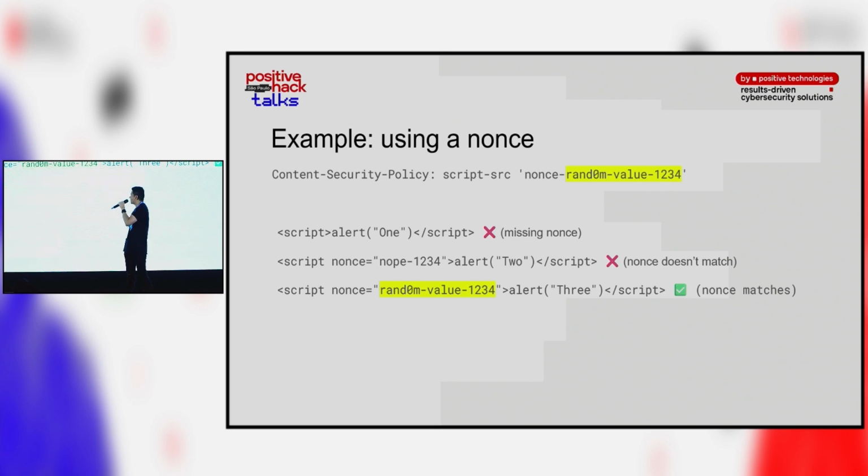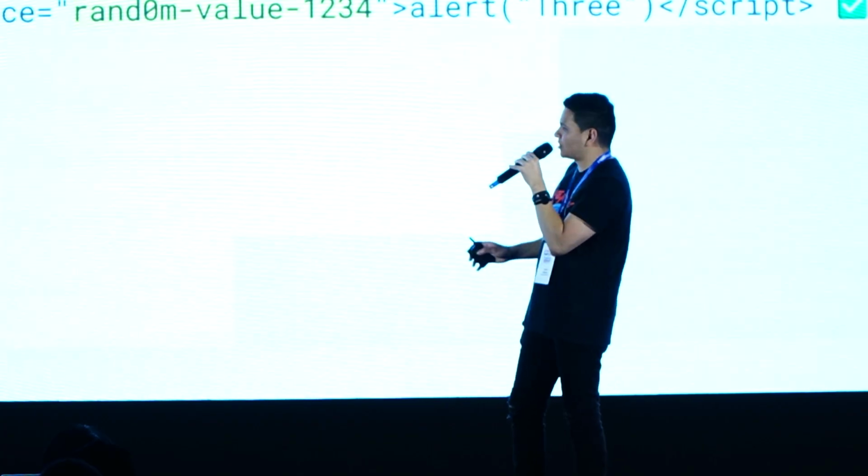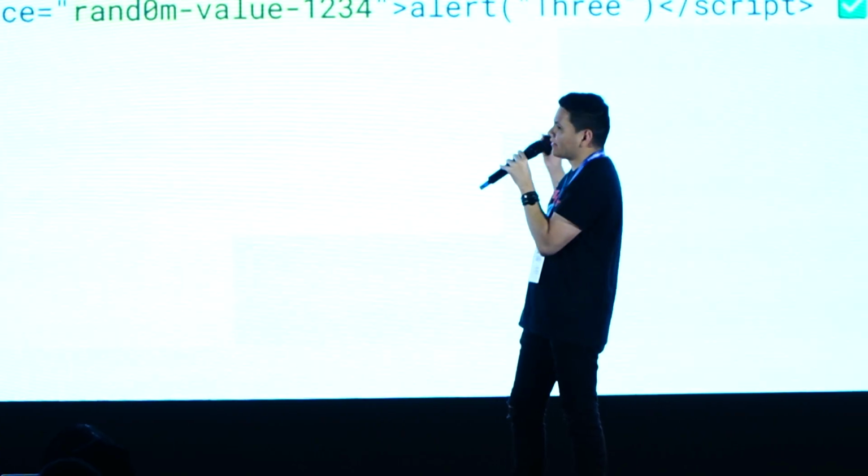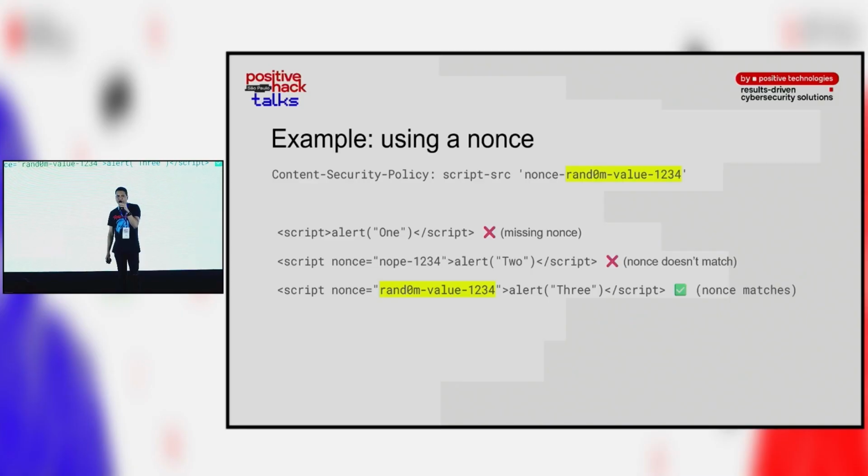And this is the case of using a nonce. We have the same header, the script-src directive, and this time we also have the nonce keyword. We have the keyword nonce, then a hyphen, and then a random value that should change on each response. And this is the way it works.